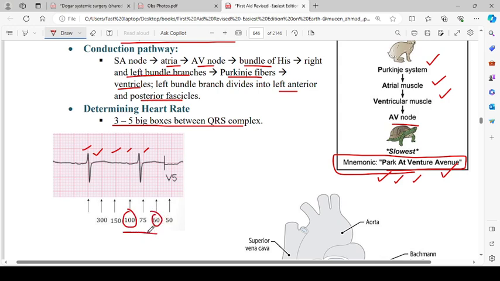So the heart rate must be between 60 and 100. Anything less than 60 is bradycardia, anything more than 100 is tachycardia. It was a crude definition, but maybe there is some defined definition later on.